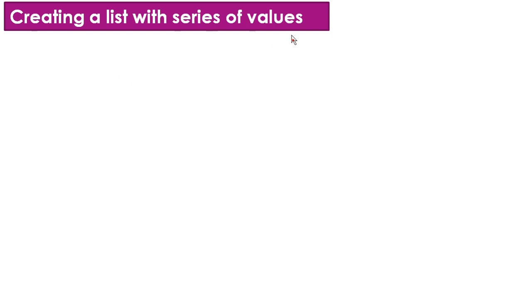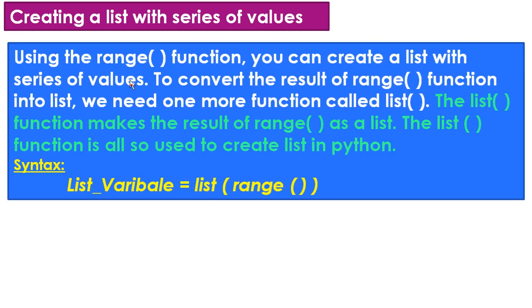Creating a list with a series of values. Using the range function, we can create a list with a series of values. To convert the result of the range function into a list, we need one more function called list. The list function makes the result of range a list. The list function is also used to create a list in Python. Here the list is created with a single line.